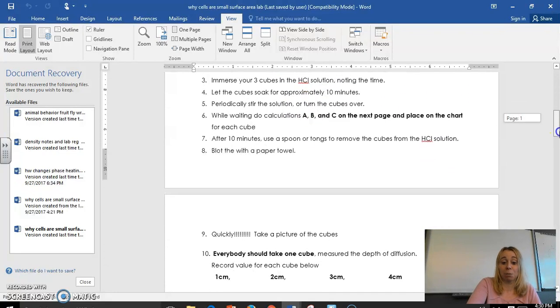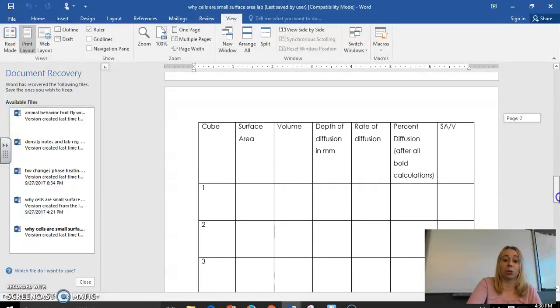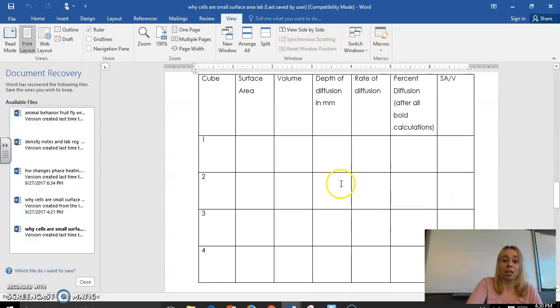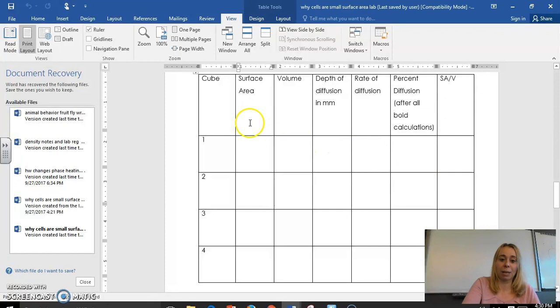If you look at the next page, for each cube, you're going to calculate the surface area, the volume, and the surface area to volume ratio. Okay, surface area, I'm going to type it in so you can see. Surface area of a cube is equal to 6s squared, where s is the side of the cube.